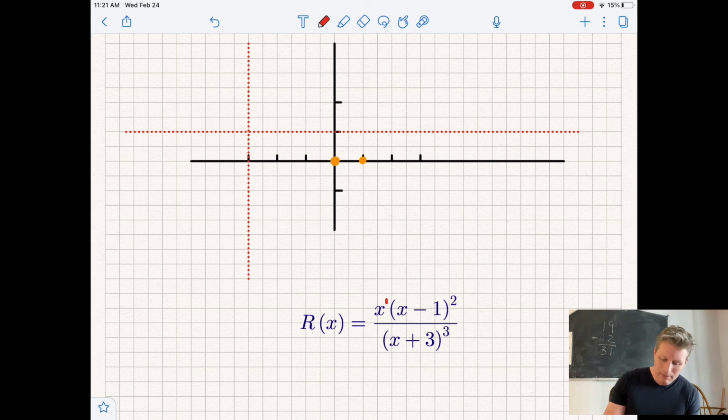The factor x minus 1 is giving me this x-intercept at x equals 1. And that x minus 1 factor is raised to an even multiplicity of 2. That tells me, that even multiplicity tells me that the function is going to just touch the axis at that point. It's just going to touch it. It's not going to go through the axis at that point.